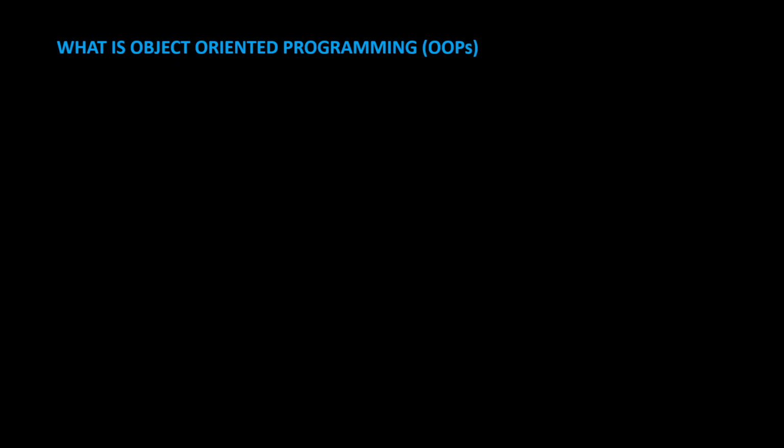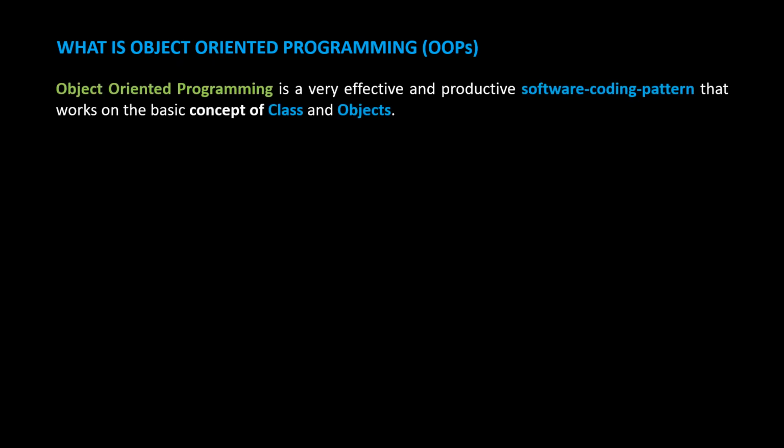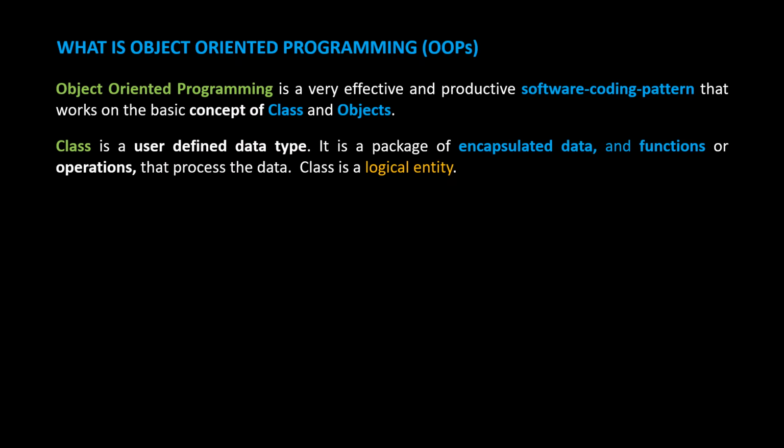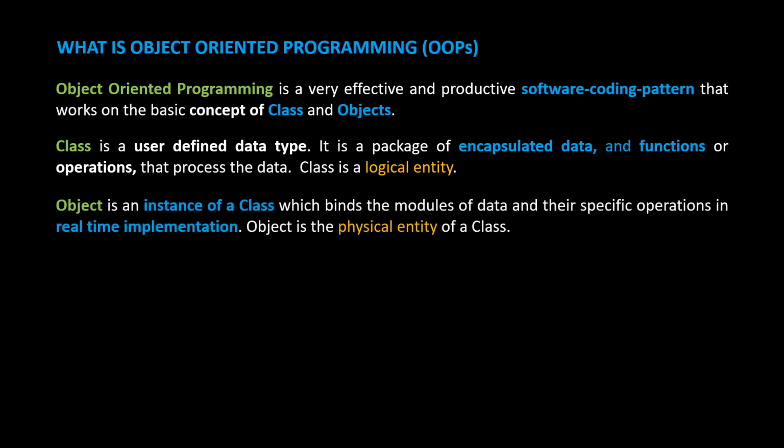Object-oriented programming is a very effective and productive software coding pattern that works on the basic concept of class and objects. Class is a user-defined data type. It is a package of encapsulated data and functions or operations that process the data. Class is a logical entity. Object is an instance of a class which binds the modules of data and their specific operations in real-time implementation. Object is the physical entity of a class.